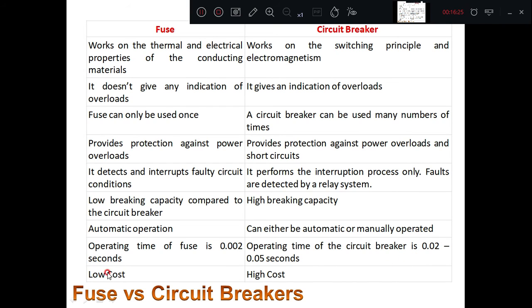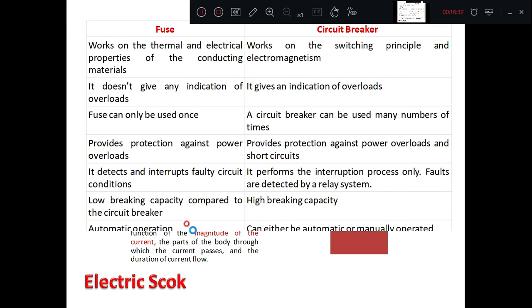If you are comparing the cost, the fuse has a very, very low cost as compared to the high cost of the circuit breaker.